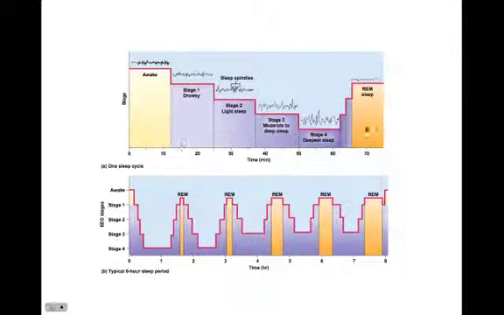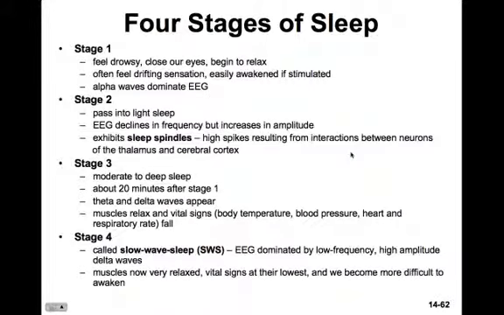This is an image of one sleep cycle. There are 4 different stages in each sleep cycle. In stage 1, we feel drowsy, we close our eyes and begin to relax. We often feel a drifting sensation and are easily awakened if stimulated. Alpha waves still dominate this stage of sleep.